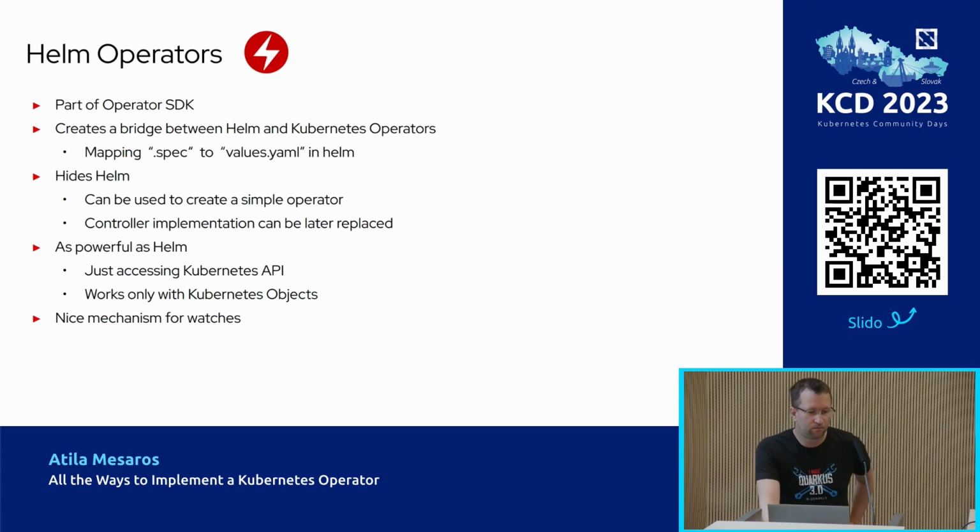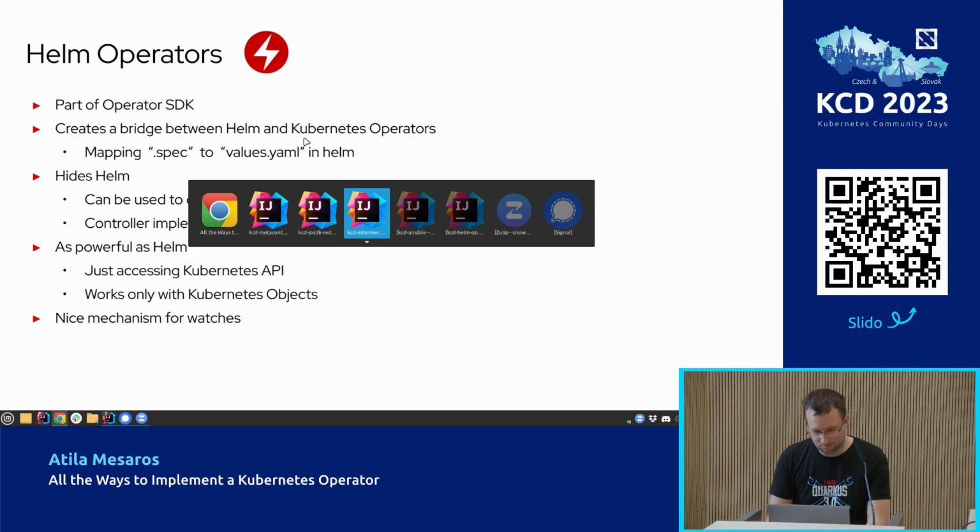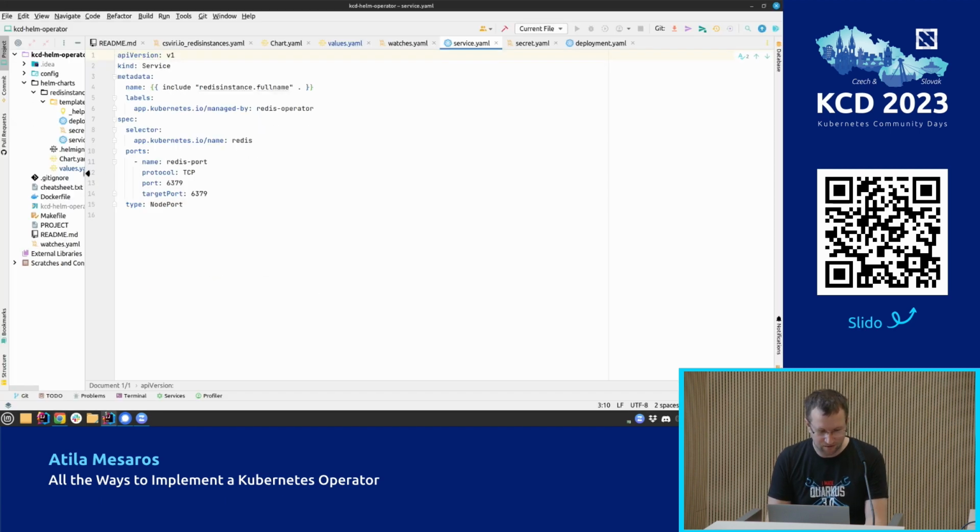There is another way. It's called Helm Operators. The name says it creates a bridge between custom resources, or operators, and Helm. Probably all of you know Helm, right? Is there someone who doesn't? Okay, so basically what it does is map the spec of the custom resource to the values of a Helm chart. So just to give you a little insight.